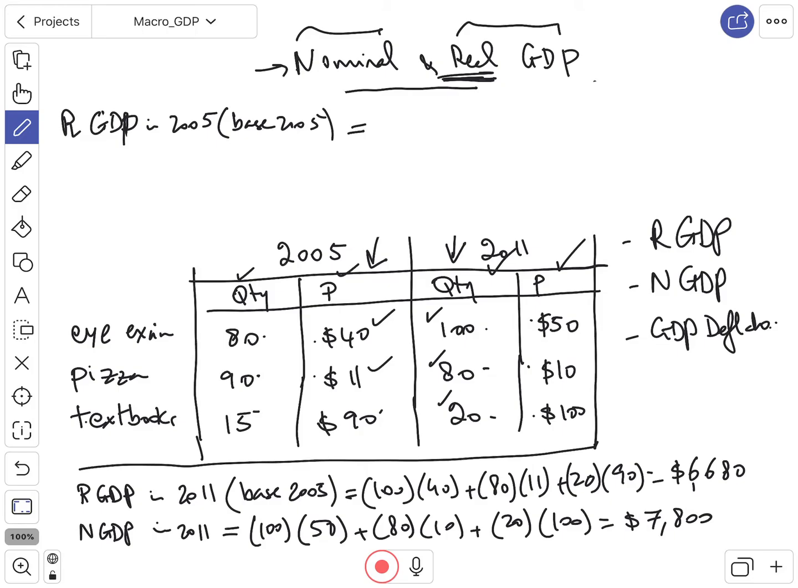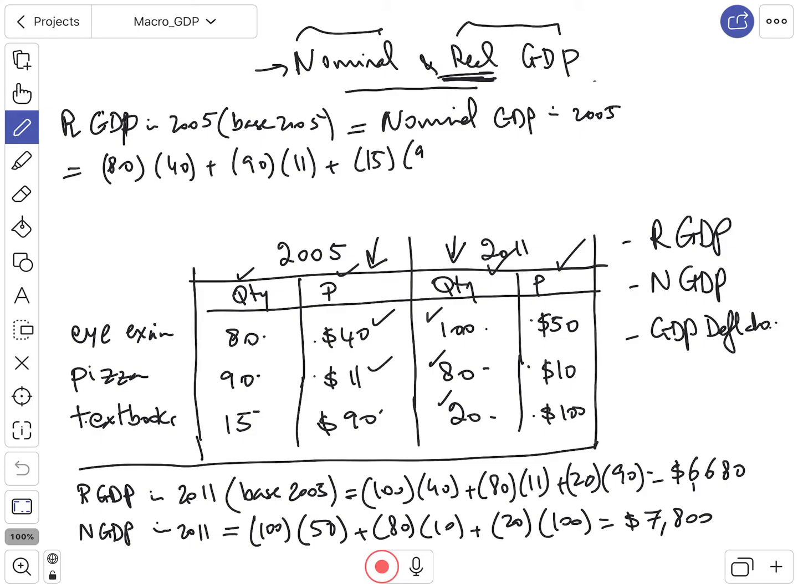So this is actually equivalent to the nominal GDP in 2005. You will get the same number, which is going to be equal to 80 times 40 plus 90 times 11 plus 15 times 90. You will get this number as 5,540. So whether the question is about real GDP in 2005 using 2005 as a base year, it's actually the same as nominal GDP in 2005.